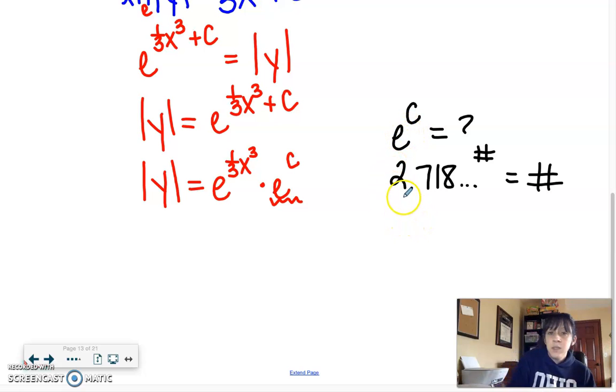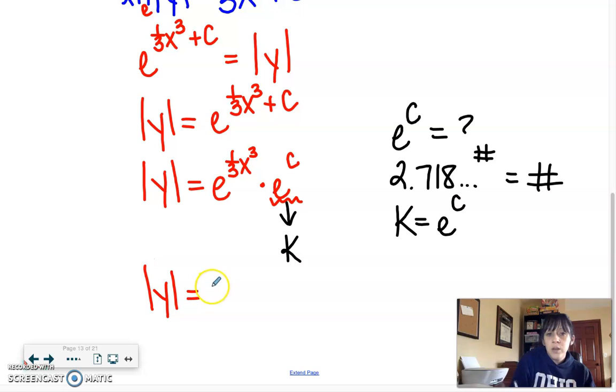So this is where we can simplify things. Instead of saying e to the C and making it all messy looking, we can introduce another value, just one letter, to represent e to the C. So I'm going to say e to the C is some constant value, and I'm going to rewrite my equation like this. I'm going to put k in place of e to the C, and I'm going to move it to the front just to make it look a little bit cleaner.